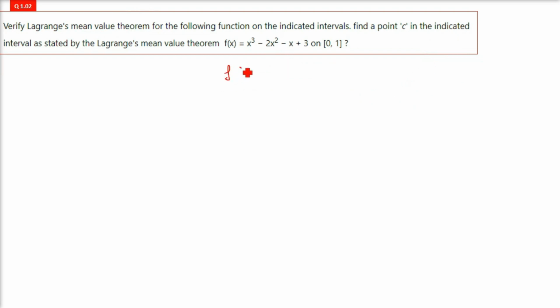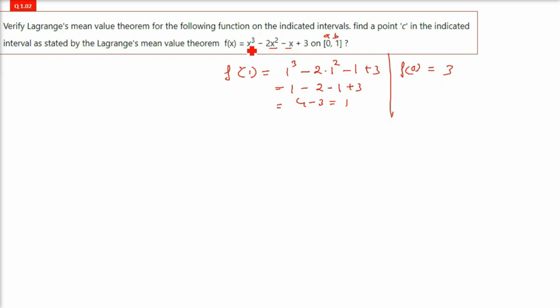So we'll find out f(b) and f(a) first, and that has to be put in the original equation. So f(1) will be equal to 1 cube minus 2 into 1 square minus 1 plus 3. This is f(1): 1 minus 2 minus 1 plus 3. So this is 4 minus 3, that is 1. Then we have f(0). When you put 0, you will get 3.